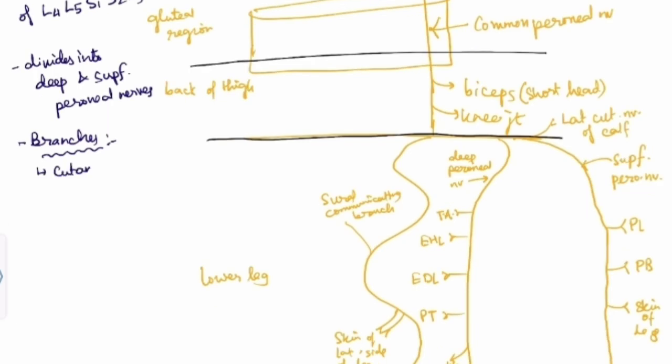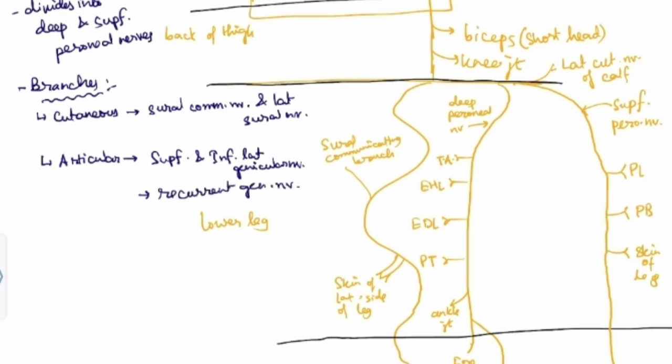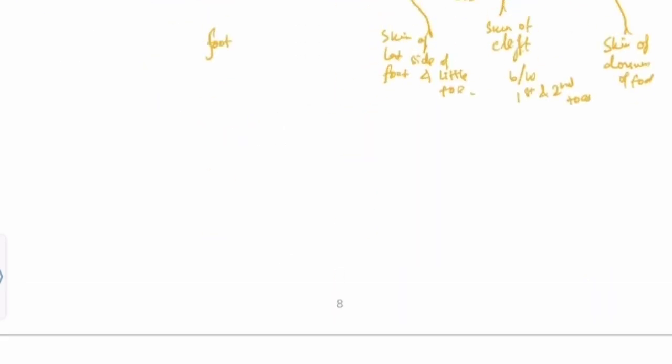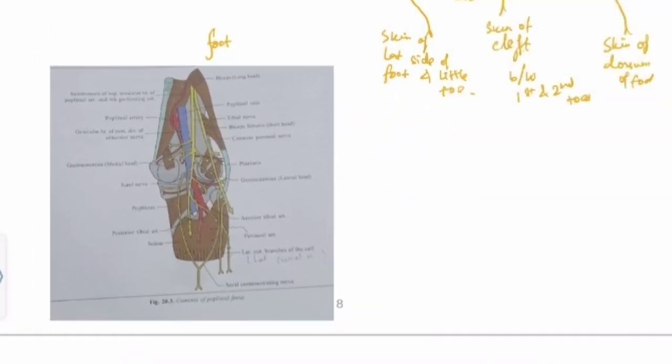Branches: cutaneous. You can see one branch over here, the sural communicating nerve and the lateral sural nerve. What is the lateral sural nerve? Lateral nerve of the calf. That's the lateral sural nerve. Articular branches: superior and inferior lateral genicular nerve, and recurrent genicular nerve. If I bring that photo over here, I hope you remember that one. I had pasted it before also. Here I'm bringing it again for you.